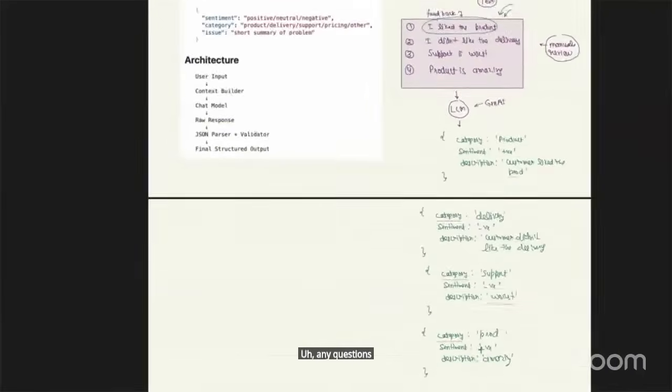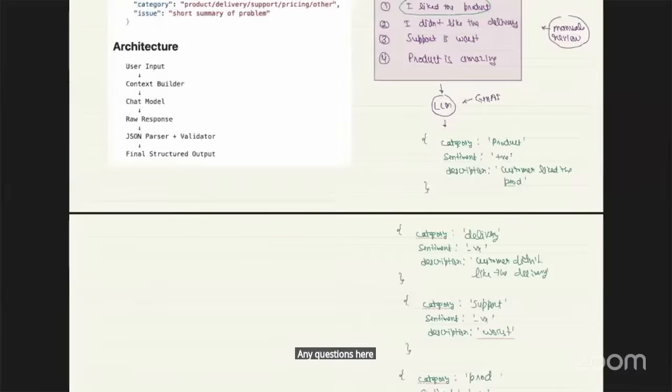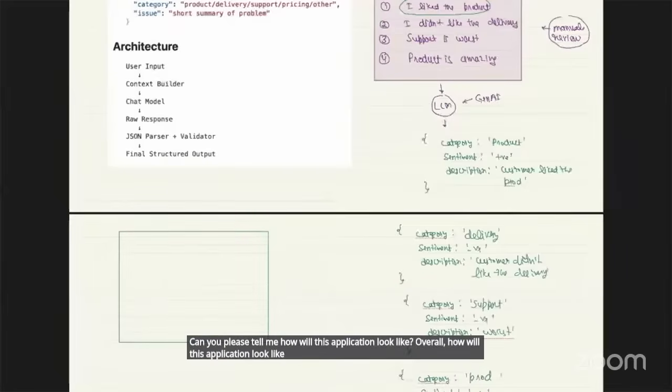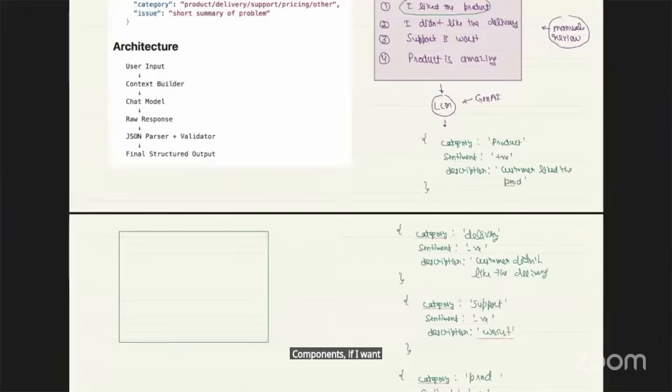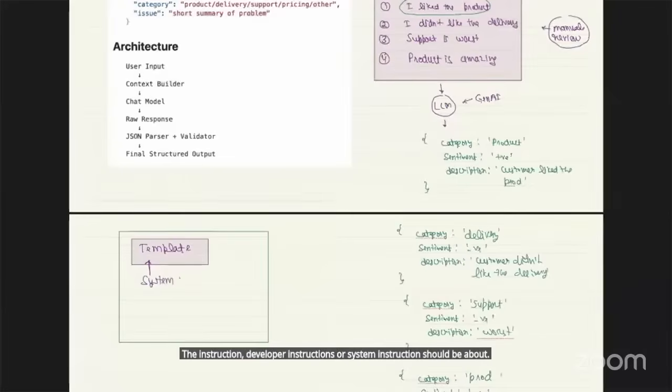Any questions here? All right. If no questions, can you please tell me how will this application look like? Overall, how will this application look like? What should be the components if I want to design such an application using generative AI systems? The first component has to be the template. What should the template be about? The template has to be about the instructions: developer instructions or system instructions, about what kind of system prompt should be there inside the template.